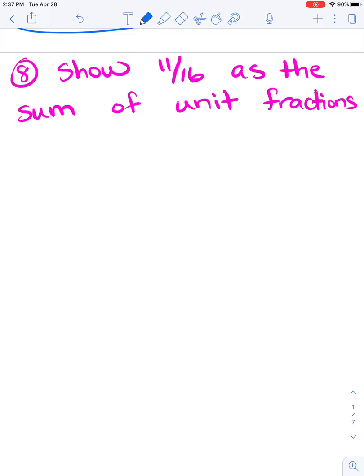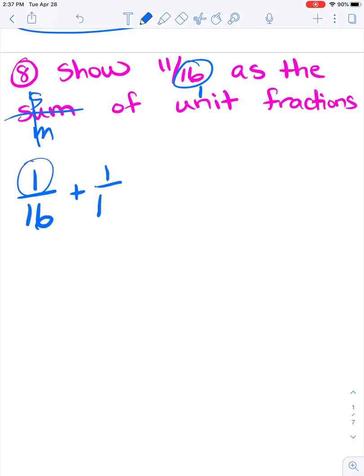We're going to show 11/16 as the sum of unit fractions. Pay attention to your key words. Sum. Remember, that means add. Unit means 1. So, remember our denominator is going to stay the same. So we're going to do the sum, addition, of unit 1/16. Well, we got 11 of them.